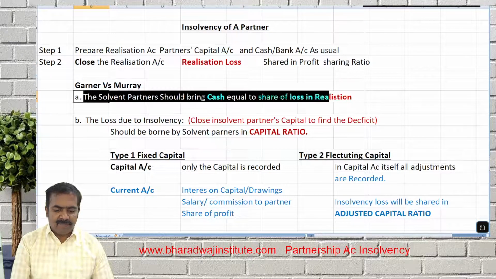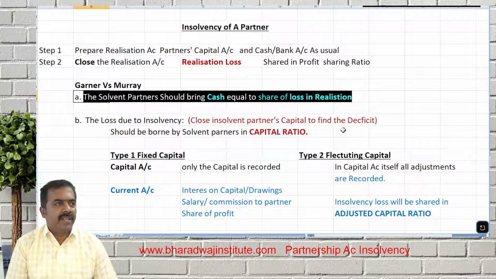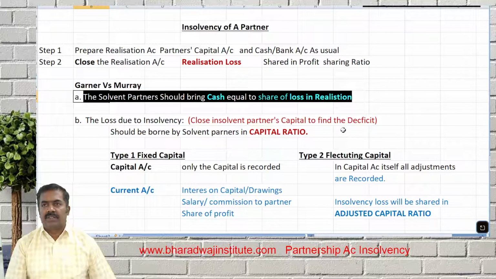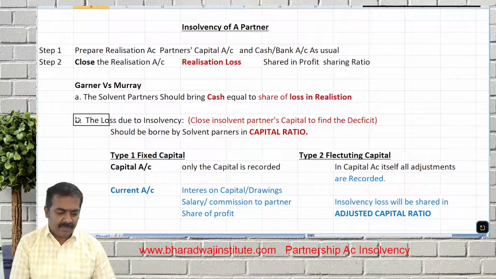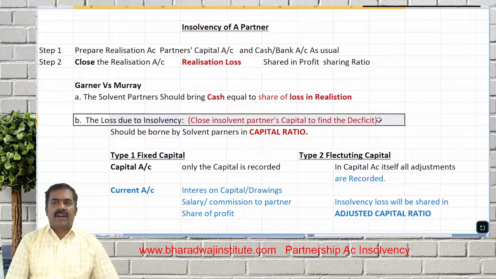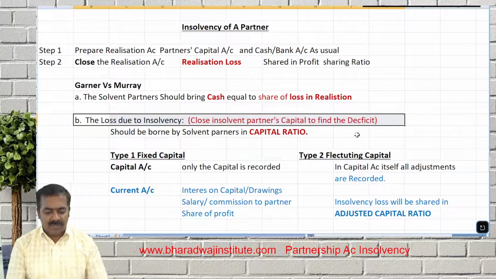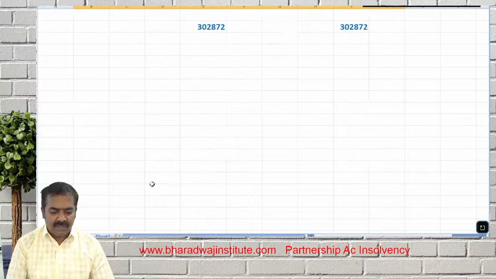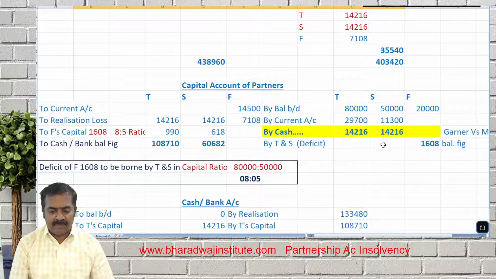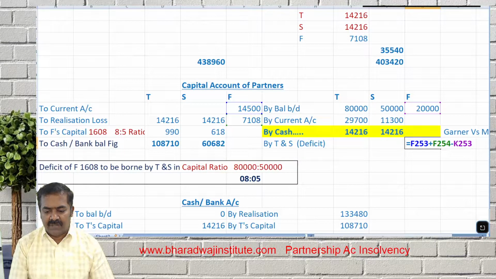What is the first one? The solvent partners should bring in what? Cash equal to the share of loss realization. Second, if there is a loss due to insolvency, what to do? We close first insolvent partner's capital. Last class, yeah.